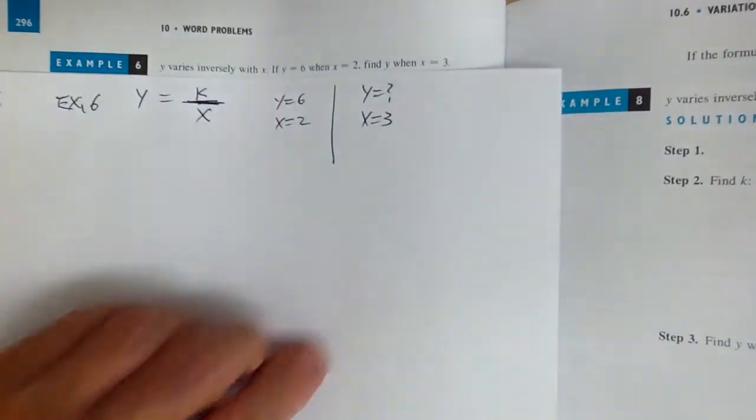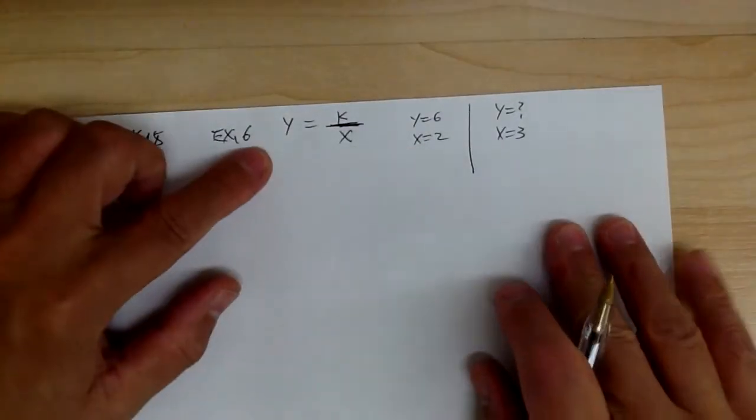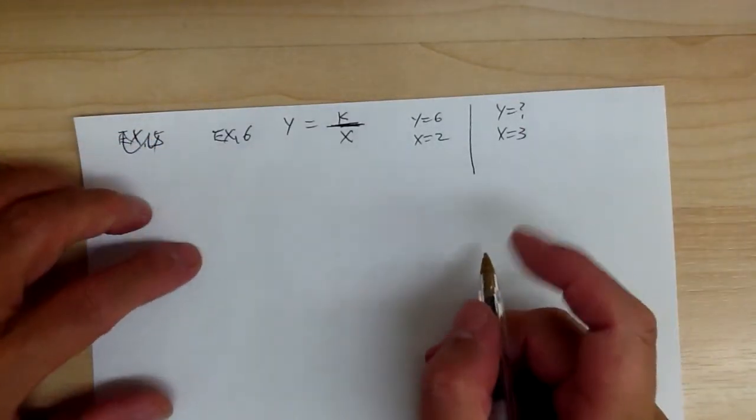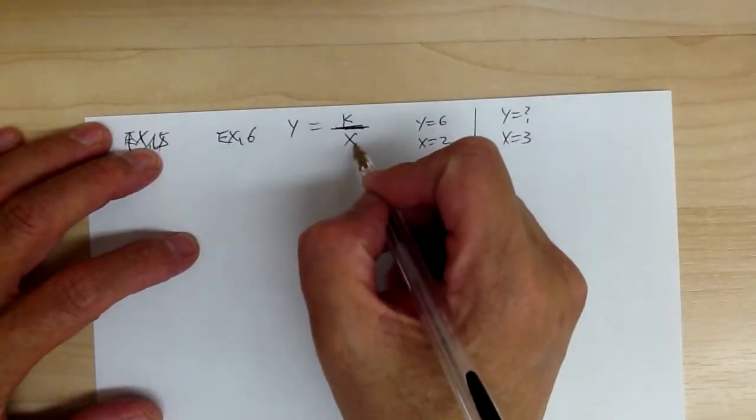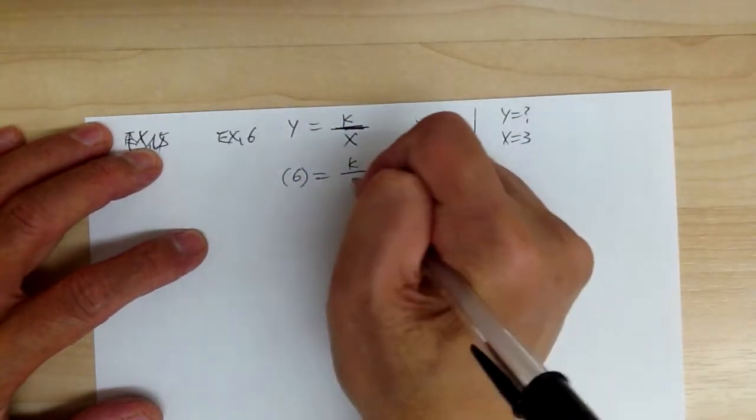Okay, so that's your information. So now let's go and solve. Again, you substitute the first set to look for k, right? So the steps are the same. The only difference is when it's inverse, the thing goes on the bottom. So you got 6 equal to k over 2.